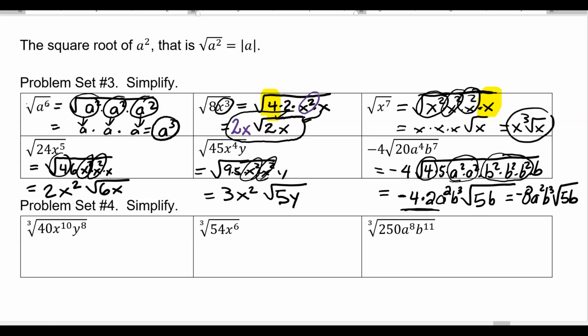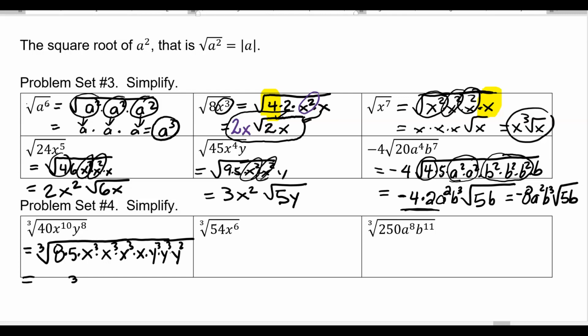Moving on, notice now we've switched to cubes. So we've got to think in terms of perfect cube factors. So 40, what perfect cube factor divides into 40? Now if you said 8, you are on the right track. And then, since we're dealing with cubes, we're going to break things down into cubes. So instead of x squared now, we're going to put x cubed. And we're going to try to put as many x cubes as possible. x cubed times another x cubed times x. And what about y to the 8? y cubed times y cubed times y squared.